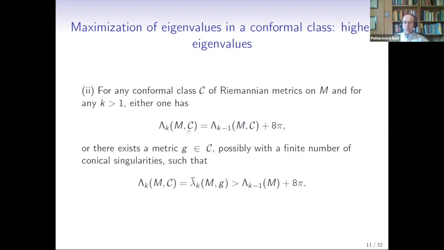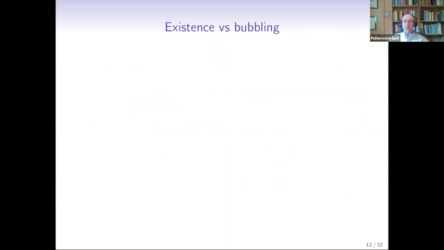Or if this is not the case, then there exists a metric, once again possibly with a finite number of conical singularities, such that the maximizing value is strictly greater than the value appearing in the previous line, so greater than big lambda k minus 1 of M plus 8 pi. So it's either this or this that happens. And let me explain what's going on here. In some sense, you can think about this statement as an existence versus bubbling dichotomy.